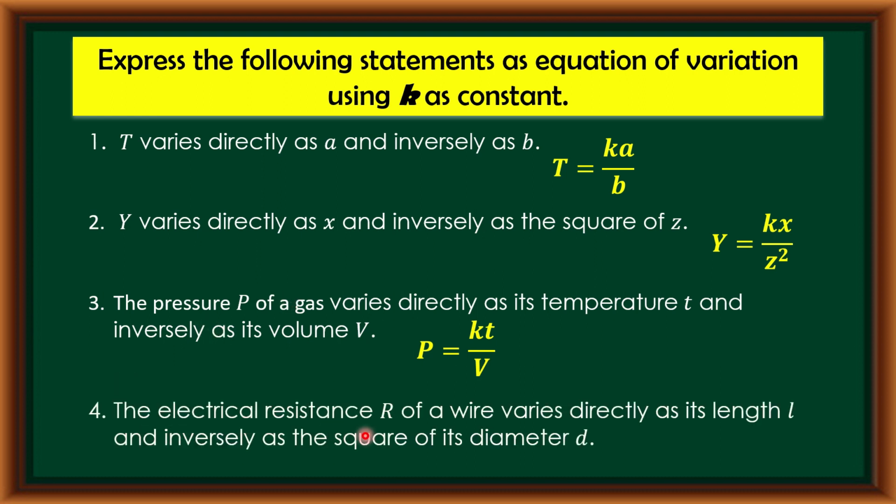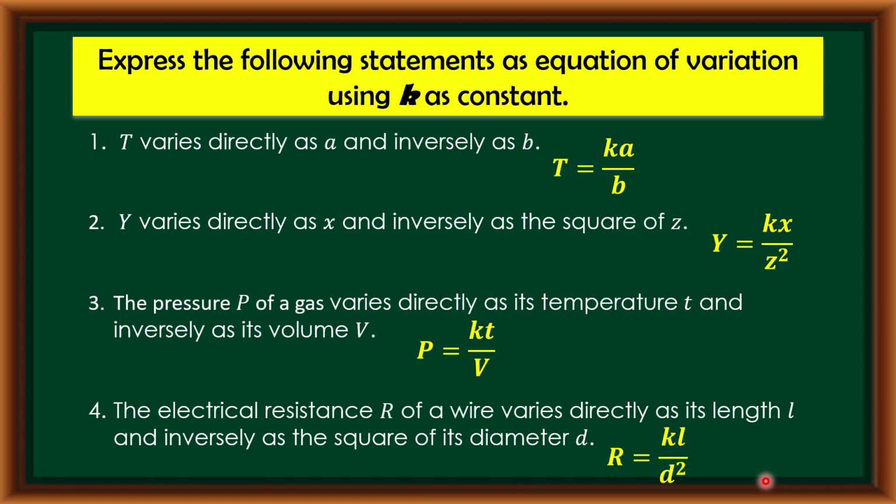The electrical resistance R of a wire varies directly as its length L and inversely as the square of its diameter D. So we have here the variables R, L, and the square of D. So our equation will be R is equal to k times L divided by D squared. So that is how we write the equation for the following statements in combined variation.